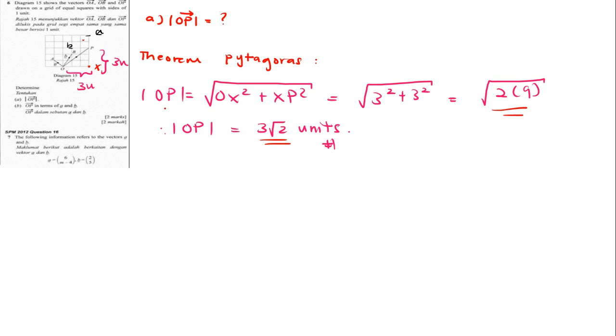Okay, how about question B? OP in terms of a and b. We know OP is over here. And actually, as you can see here, I extend the vector b to 2 times vector b, like that. And from here I drew a vector line which is parallel to a, but in the opposite direction, so I denoted it by negative a.